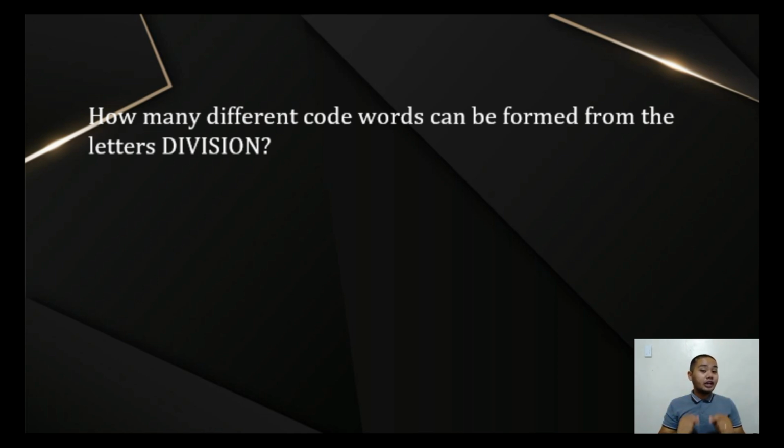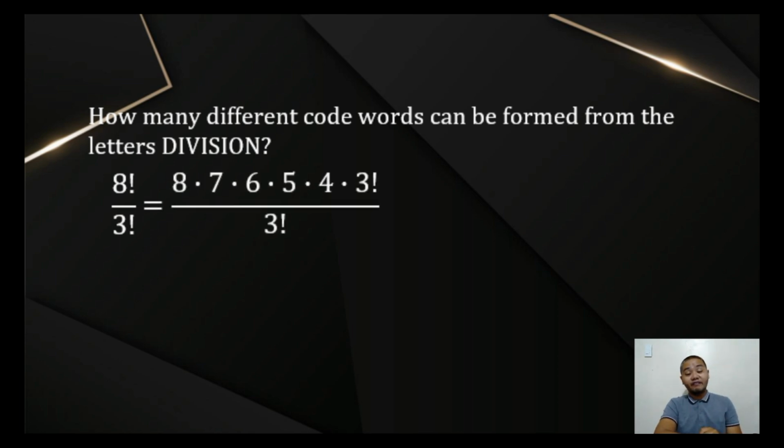Sa denominator naman, identify mo anong letters na umulit. In this word na division, letter I lang ang umulit. And yung letter I, 3 beses umulit. So, 3 factorial sa baba. Siyempre, simplify na lang natin yan. Yung numerator natin magiging 8 times 7 times 6 times 5 times 4 times 3 factorial over 3 factorial.